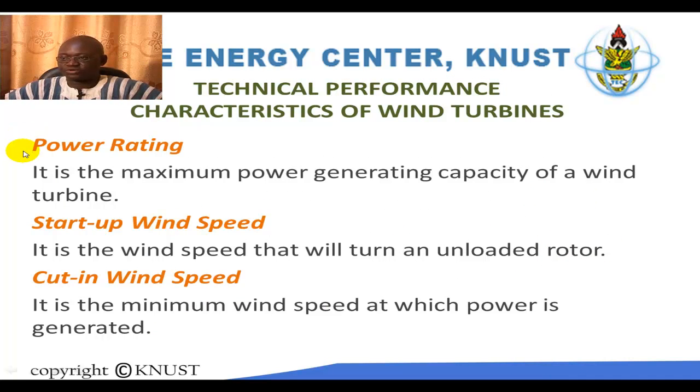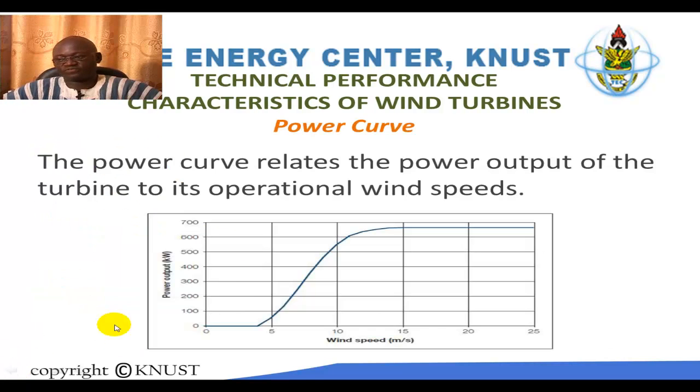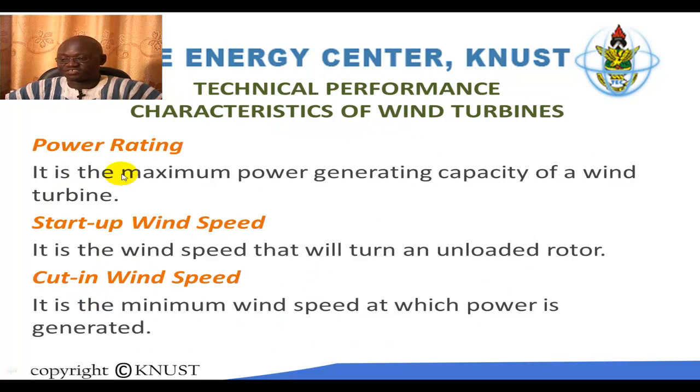And now we also have some other characteristics. The power rating of the turbine, that is the maximum power generating capacity of the turbine. From the figure that we looked at before, you could see that the maximum power that could be generated by this particular turbine is 650 kilowatts. So the power rating could be termed to be 650 kilowatts. But that's the maximum power generating capacity of the turbine.